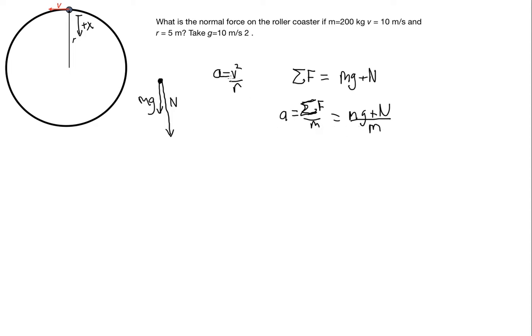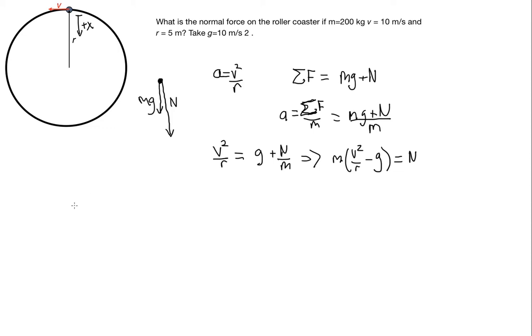Okay, well now I just equate the acceleration required with the acceleration provided. So I know that v squared over r is equal to, I'm going to divide through here, g plus normal force over the mass. And then I can solve for what N is. And so I will subtract g and then multiply by m. So I'm going to get that v squared over r minus g, all times m, is equal to the normal force. At this point, I am just plugging in values.